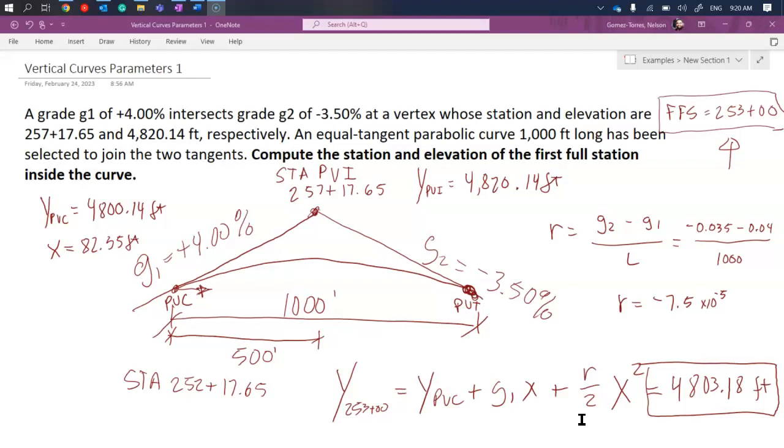That was 253 plus 00. It's good to check those numbers, and those numbers make a lot of sense. It's a little bit higher than the PVC. It's not too much higher than PVI, so that number kind of makes sense.